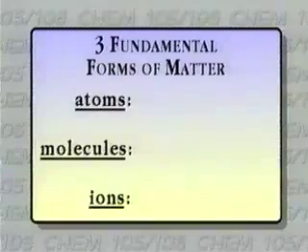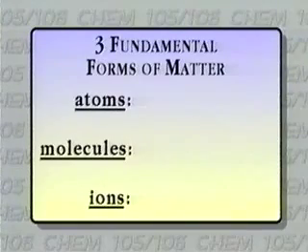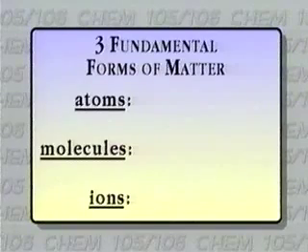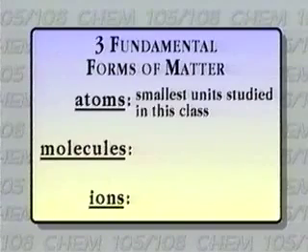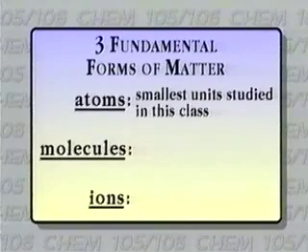Now, matter can exist in three different forms. We see here listed as atoms, molecules, and ions. Atoms are very, very small particles, and we'll talk more about atomic structure later in the semester. Actually, we'll talk about it in Chapter 6 quite extensively. But atoms are going to be our smallest unit.